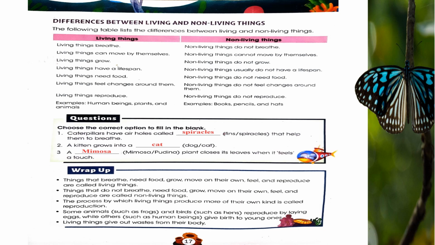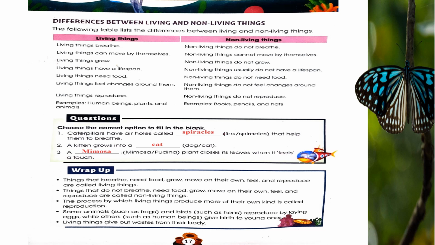Differences between living and non-living things. The following table lists the differences between living and non-living things. Living things can breathe. Non-living things do not breathe. Living things can move by themselves, but non-living things cannot move by themselves. Living things grow, and non-living things do not grow.